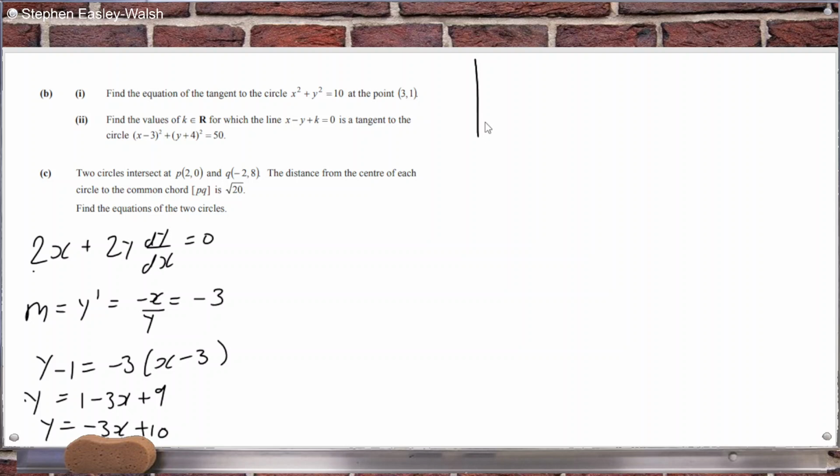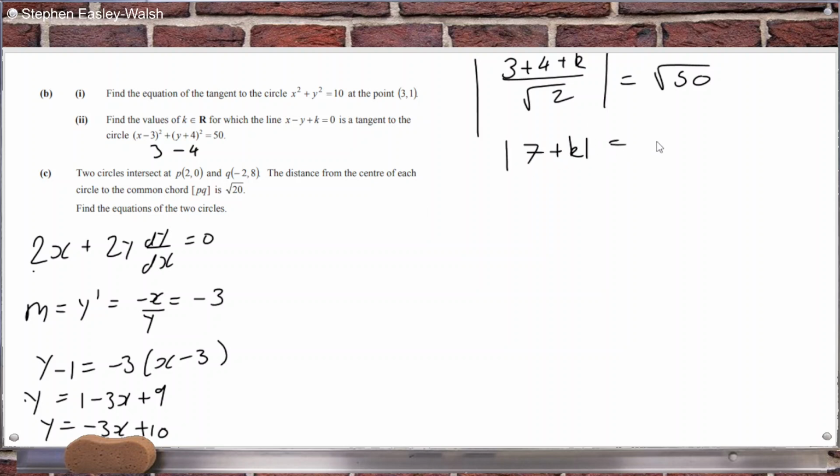So that means the absolute value, where the center of the circle is at (3, -4): 3 plus 4 plus k over root 2 has to equal root 50. So that means the modulus of 7 plus k has to equal 10, because you cross multiply and you get root 100. So that means k has to equal 3 or minus 17, to make it plus or minus 10 in here.